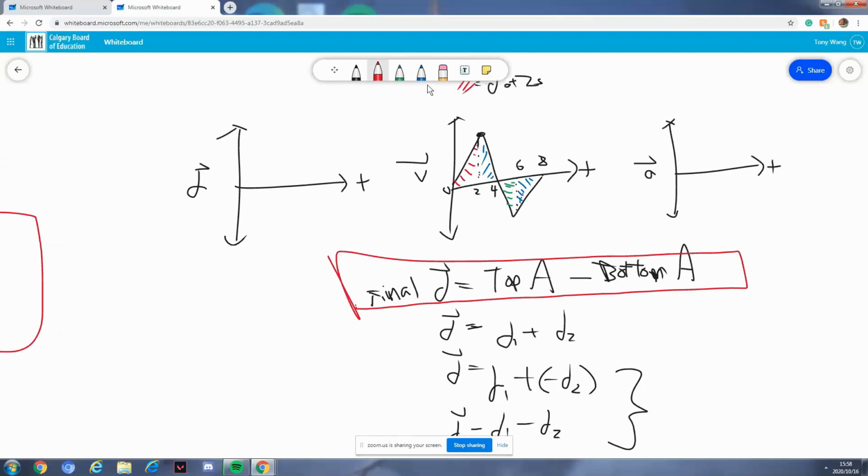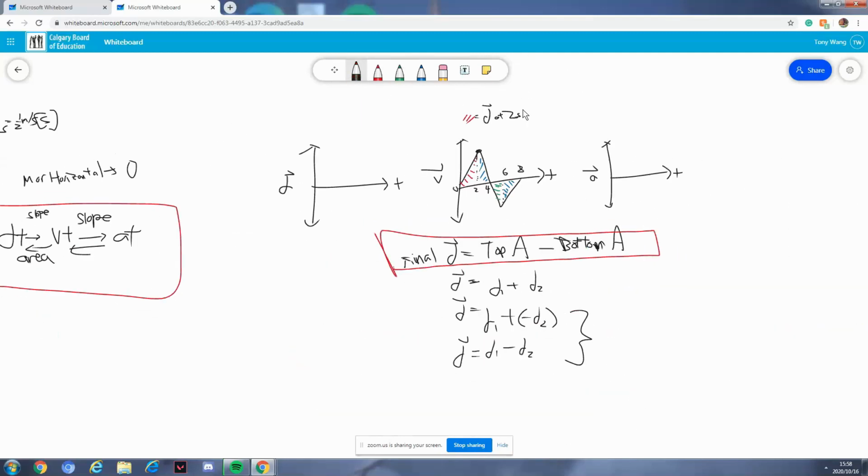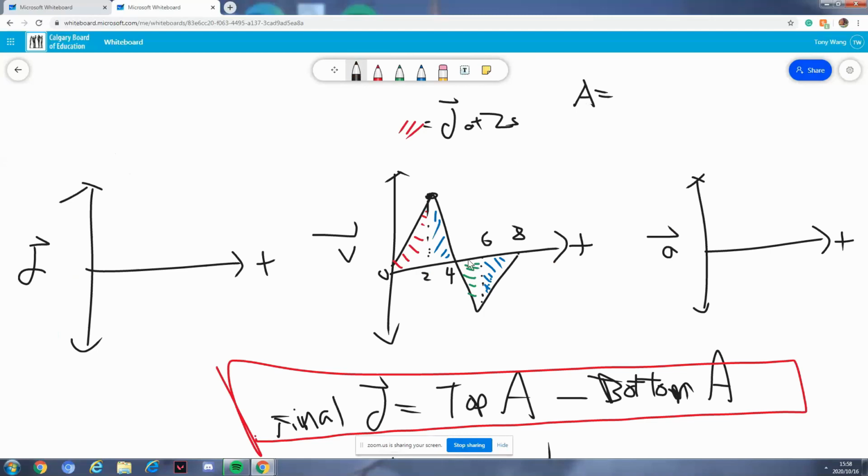Okay, so this is pretty straightforward now. Area. So what would the area of the triangle be? I'm pretty sure I put this at 10. What would the area of the red portion be? Do you know the area of a triangle? Yeah. Okay, so base times height over 2. So what would the area be?